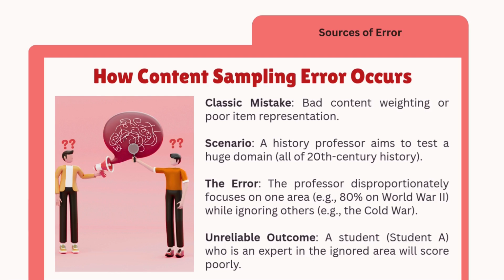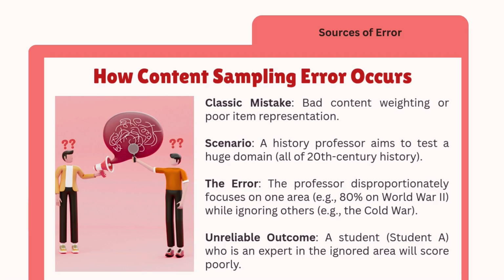But there comes the sampling mistake. The professor, perhaps due to personal interest or time constraints, ends up focusing 80% of the questions on World War II and nearly ignores other details such as the Cold War or the 1960s civil unrest. So as you could see now, within the sample, it's biased to just a certain part of the universe. And so this leads to an unreliable outcome.